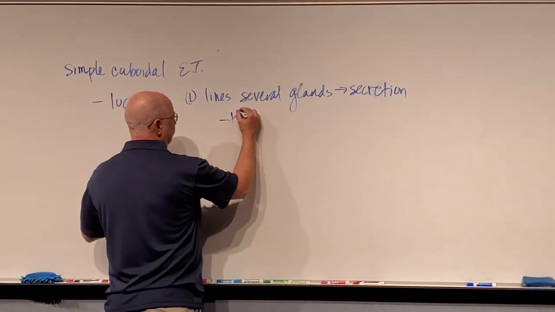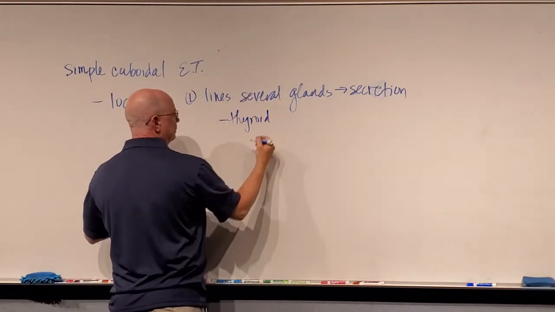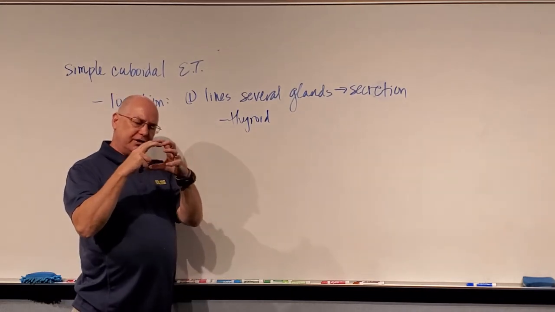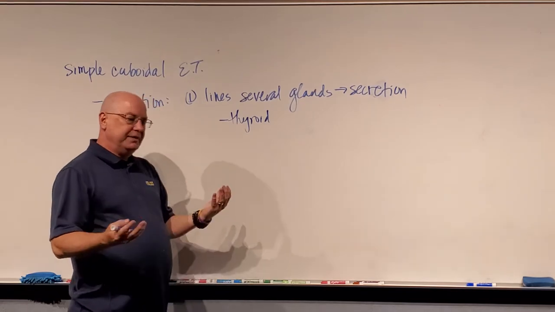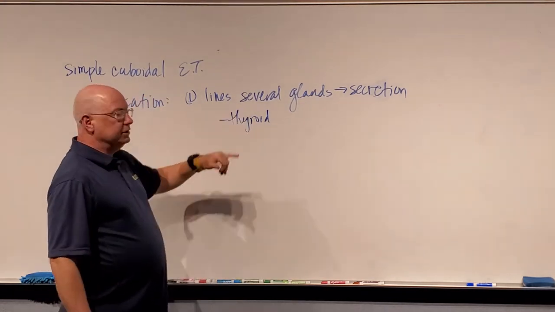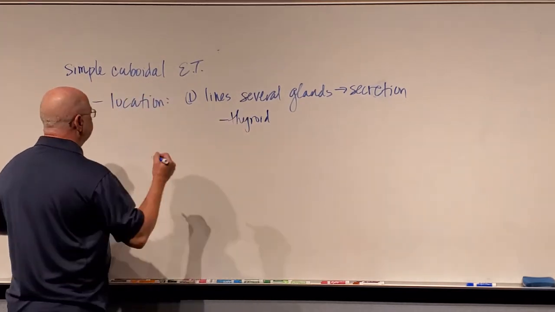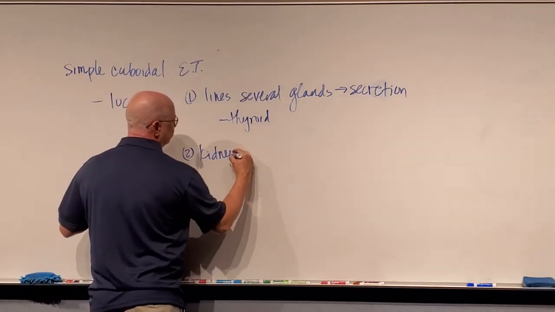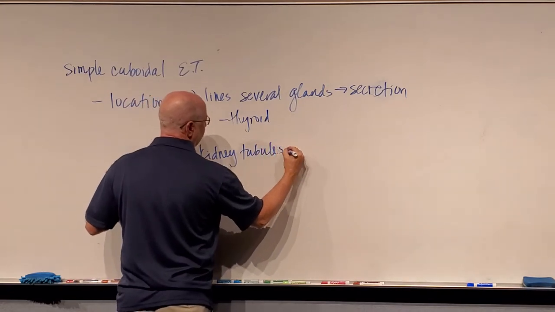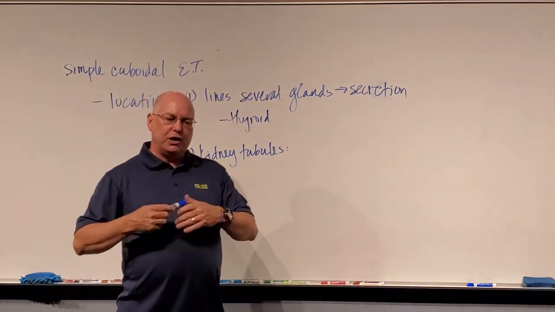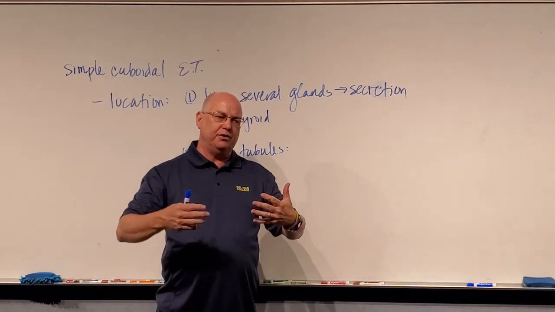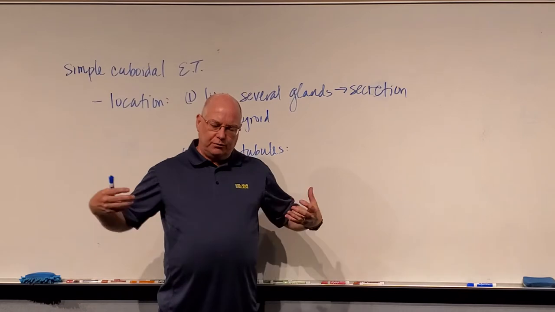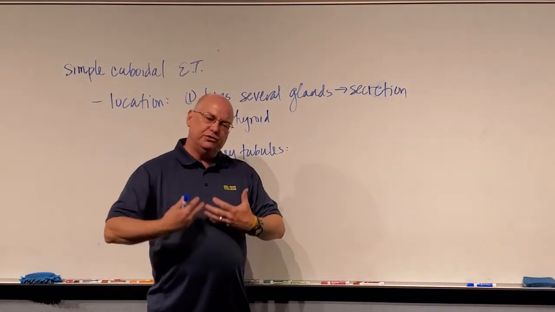Examples would be like the thyroid gland. The thyroid gland has lots of little follicles or bundles of cells that are like a hollow ball filled with fluid. That fluid that is secreted there is from these simple cuboidal epithelium. There's a second location, and we find it in the kidney tubules. Now, our kidneys are where we're trying to get rid of toxins that are developed from a lot of the chemistry of our body. So when we run blood through our kidneys, they filter our blood.